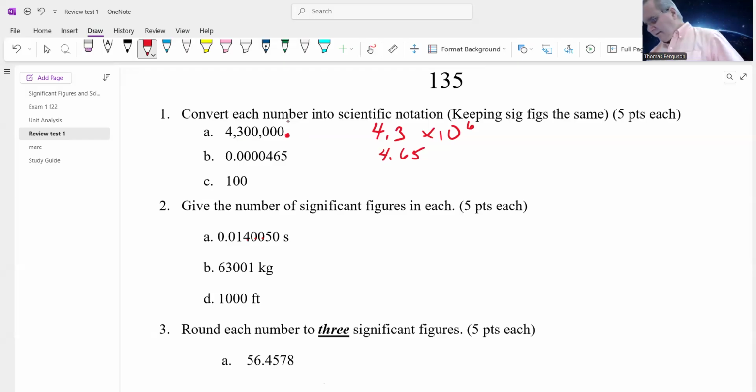Okay, so let's look at the next one. We're moving the decimal point to the right now. So that means it's going to be a negative exponent.